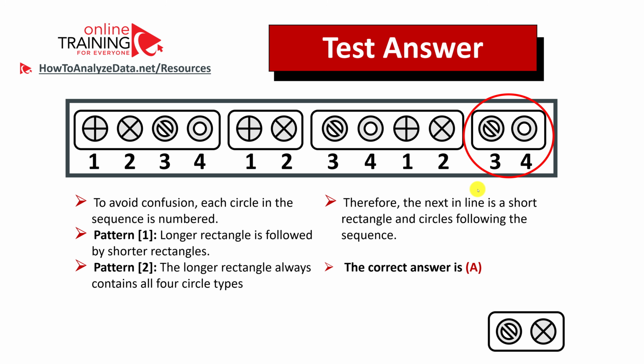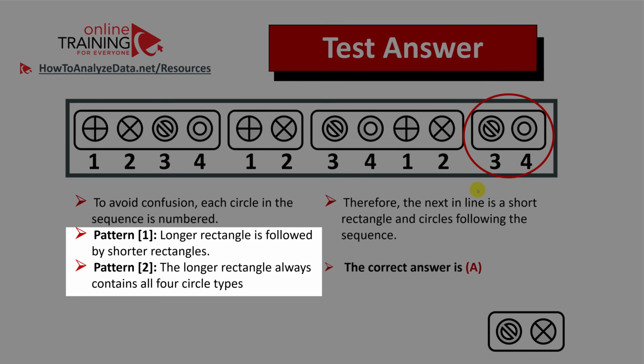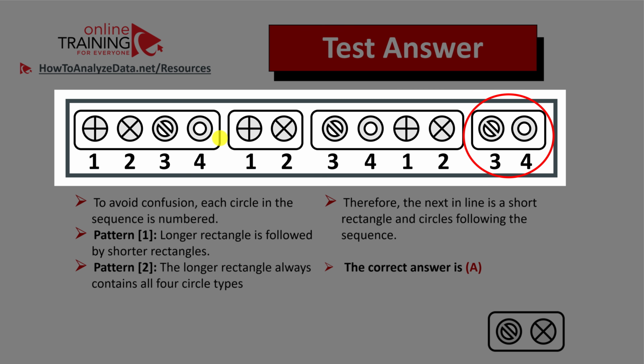It is a very interesting question, isn't it? What you see here is two different types of patterns. You see that there are two different types of rectangles here, a large rectangle as well as the small rectangle. You see that the large rectangle is always followed by the small rectangle, and then another large rectangle. Large rectangle always contains four circles, and each circle is of a different type. Small rectangle only contains two different circles.